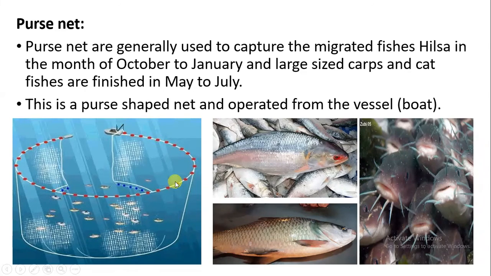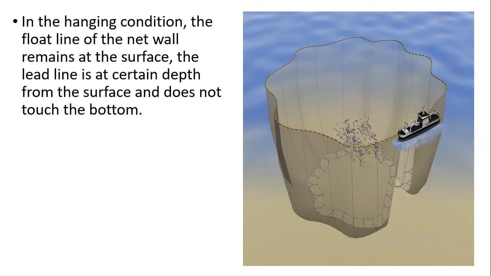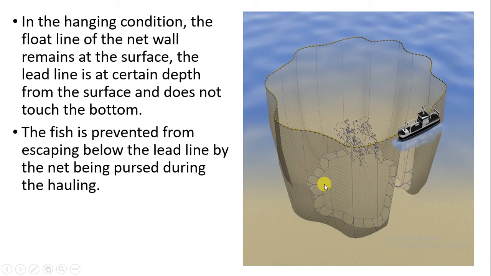And it is a purse shaped net, and it is operated with the help of a boat, by the help of the vessel, you can see. Here as you can see in the picture, the purse net is being seen in the hanging condition. So this is a floating line where floaters are present along the net wall, and it remains at the surface because of the floaters. Below is the lead line, which is going to be at a certain depth from the surface and does not touch the bottom of the sea.